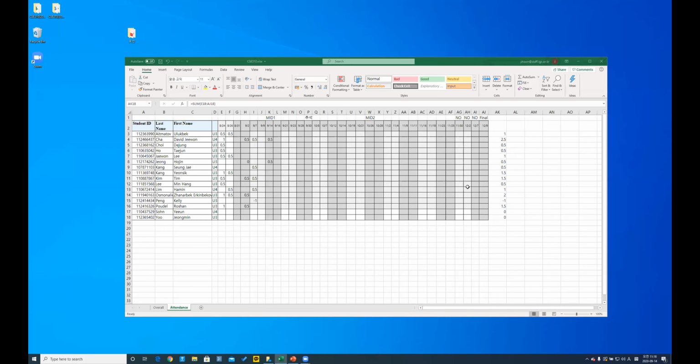So are you seeing my CSE310 attendance sheet? No? Okay. You're still on the slide. I switched to my computer, and it's showing the attendance sheet of the 310. Now we can see. Okay.